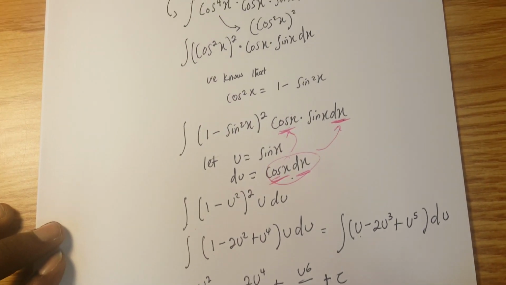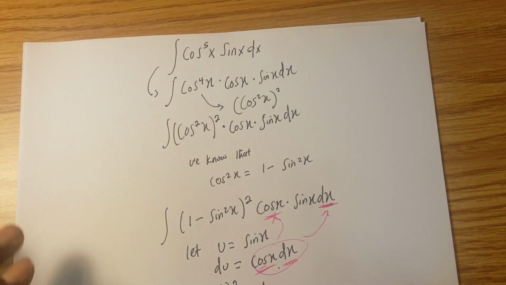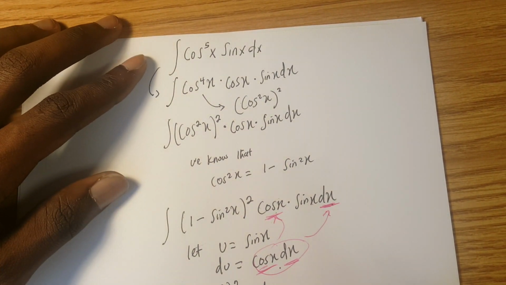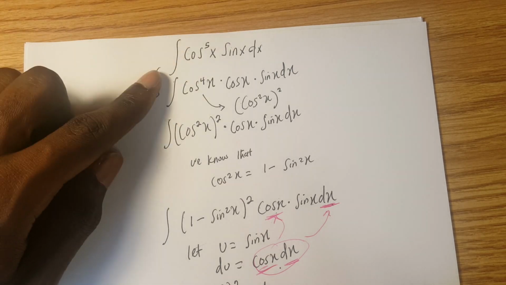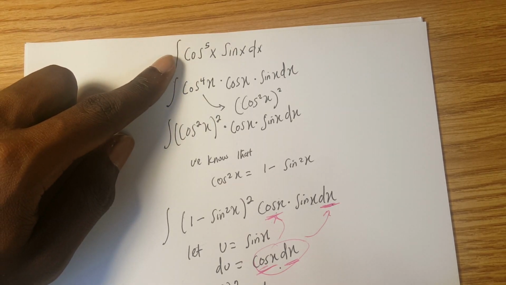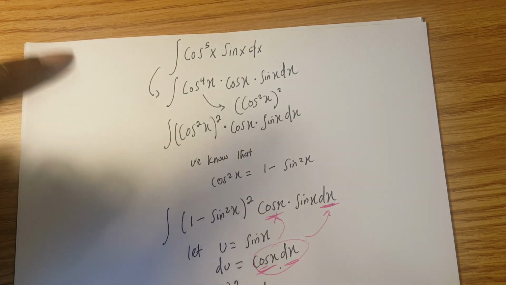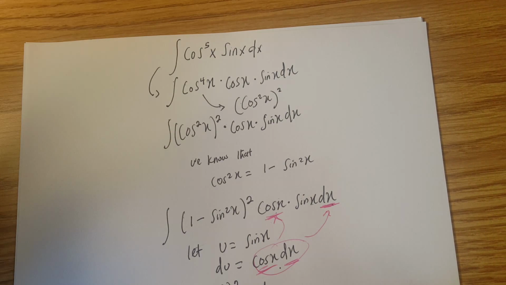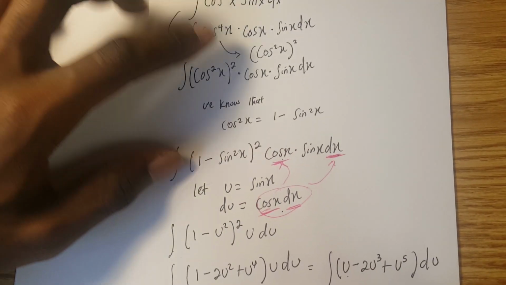We have actually integrated this problem. We took advantage of the fact that cosine here has an odd power which is greater than 1, and we used the rule where we split off one of the powers and substitute.